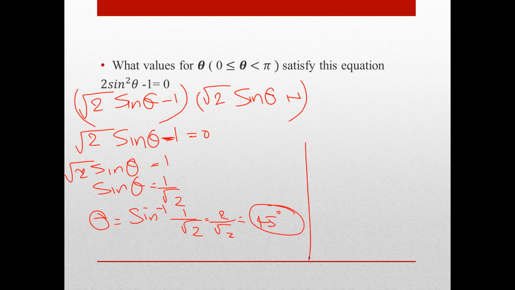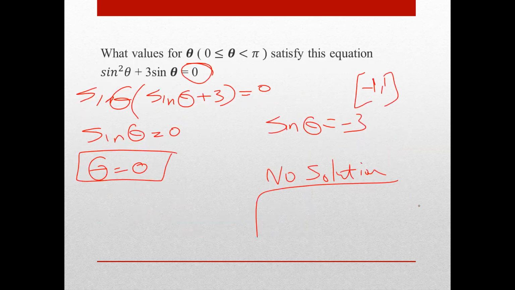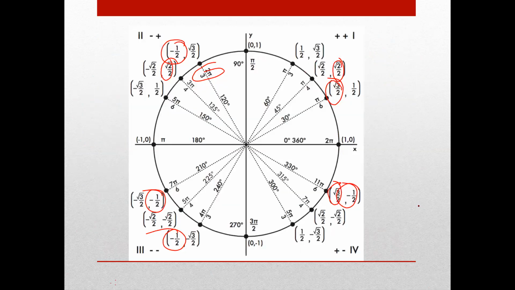The second one now. Square root of 2 sine theta equals negative 1. So sine theta is negative 1 over square root of 2. So theta is sine inverse of negative 1 over square root of 2. Now let's go to the unit circle. Sine theta is negative 1 over square root of 2, or negative square root of 2 over 2.